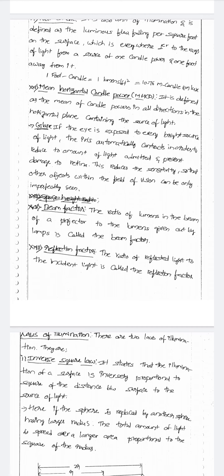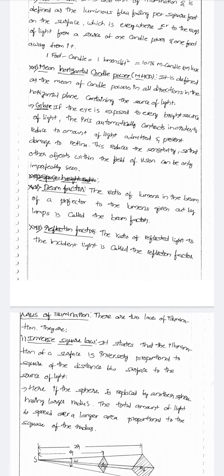Okay, the first one: mean horizontal candle power, MHCP. It is defined as the mean of candle power in all directions in the horizontal plane containing the source of light. This is called MHCP, mean horizontal candle power.